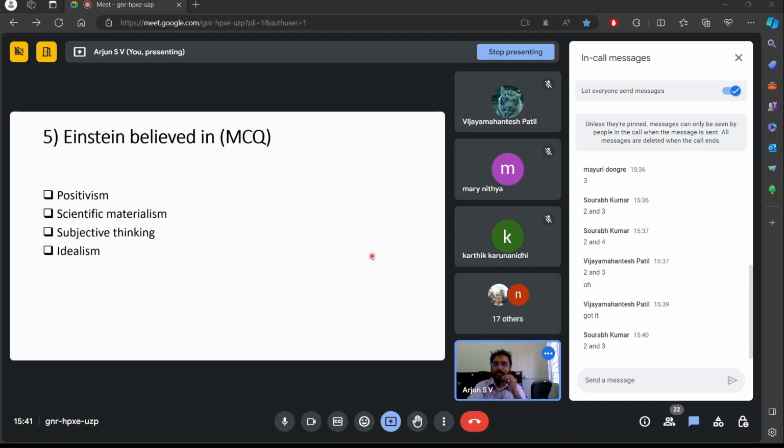Question number 5: Einstein believed in... It's a multiple choice question, and this is pretty much straightforward. It's scientific materialism. So at the time of Einstein, positivism was in a much higher position, but Einstein always believed in the existence of atoms and molecules, which led to his scientific materialistic thinking of experiments.